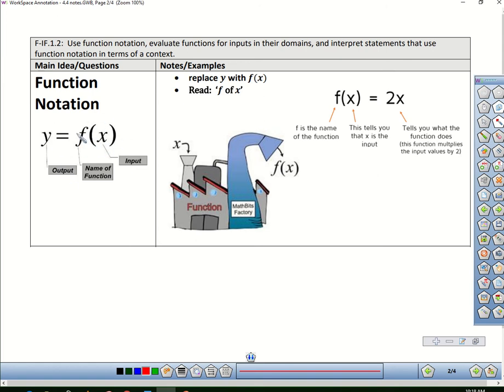So function notation is basically where we take our output and we put it as what we call f of x, or some function of some independent variable. The outside letter is the name of the function, and the inside is what we call the input. So we replace y with f of x, and we read it as f of x. So f is the name of the function. x tells you that x is the input, and what the function is equal to tells you the function rule, so what you need to apply to that input.